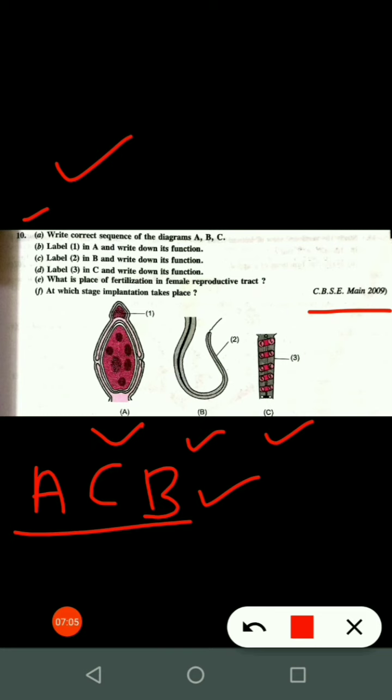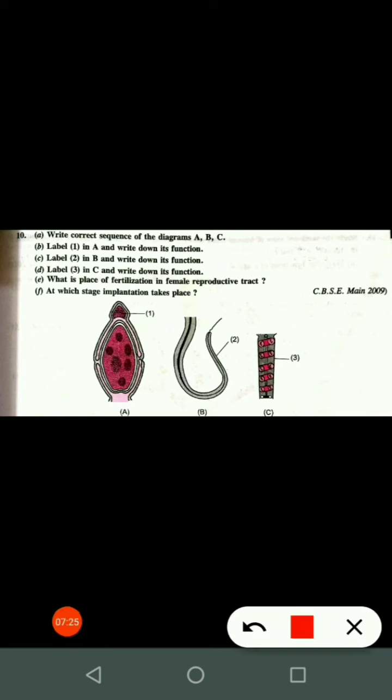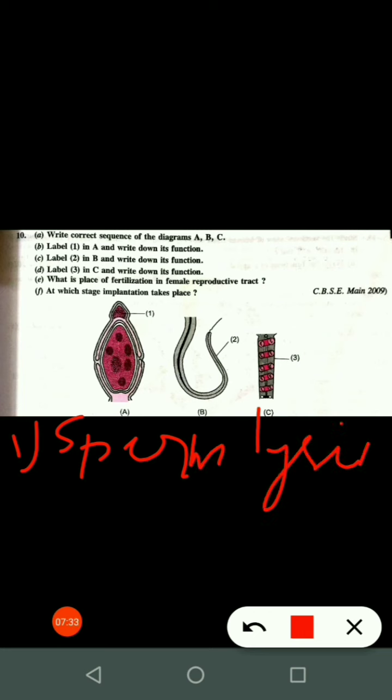Okay, now the second one is: label 1 in A and write down its function. So what is 1? As I told you, it is the acrosome. Okay, fine, and I told you what kind of enzymes it contains. So we have to tell all three types of enzyme. The first one is sperm lysin, which is your hyaluronidase. It is responsible for breaking the cementing substance which is present in between the corona cells of the ovum.